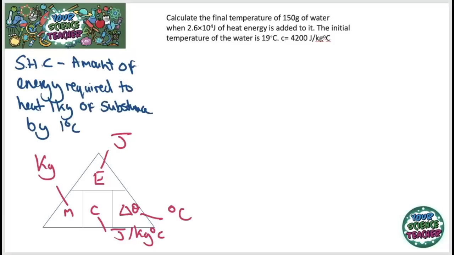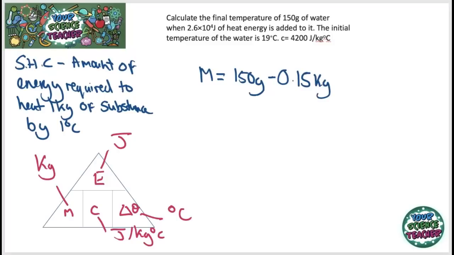So let's look at an example question and how we might go about rearranging one of these questions. It says calculate the final temperature of 150 grams of water. So I know my mass, which is 150 grams. Now, if I go over here and I look, mass is measured in kilograms. That's my base unit for mass. So I need to convert this into kilograms. There's a little win in an exam as well, because you might just get a mark for doing a correct conversion. So that's 0.15 kilograms.